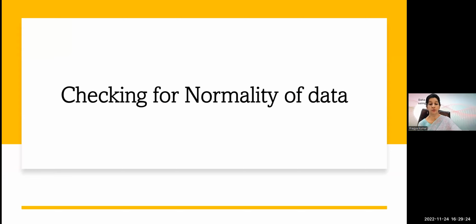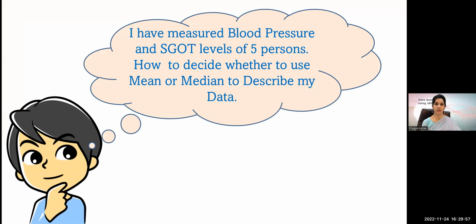So now, coming to the normality of the data. We know that we should report the median in skewed data, and there are parametric and non-parametric tests. Parametric tests are those tests which can be applied if the data is normally distributed, and non-parametric tests are those we apply if the data is not normally distributed. That means before we apply any test, it is important for us to check the normality of the data. So how do we check the normality of the data?